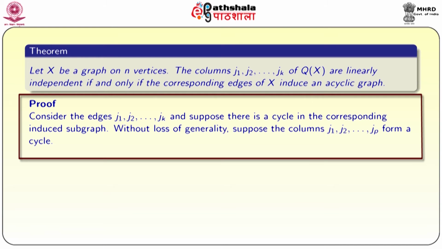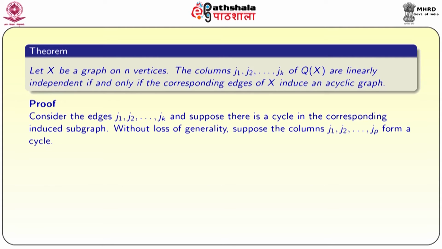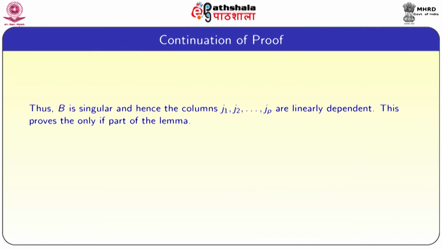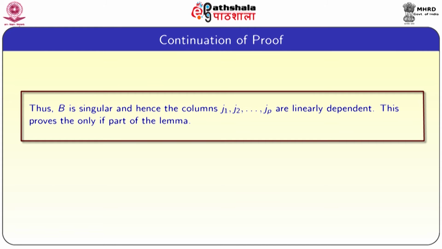Proof: consider the edges J1, J2, and so on up to Jk, and suppose there is a cycle in the corresponding induced subgraph. Without loss of generality, suppose the columns J1, J2, and so on up to Jp form a cycle. After relabeling the vertices, if necessary, the submatrix of Q(X) formed by columns J1 to Jp is of the form B over 0, where B is a p by p incidence matrix of the cycle formed by the edges J1 to Jp. Note that B is a square matrix with column sums 0. Thus, B is singular, hence the columns J1, J2, and so on up to Jp are linearly dependent. This proves the only if part of the lemma.